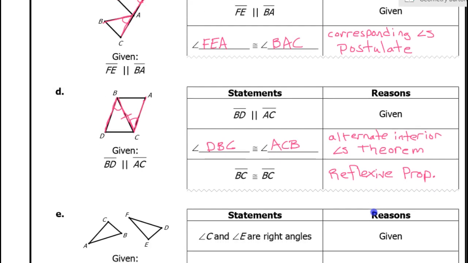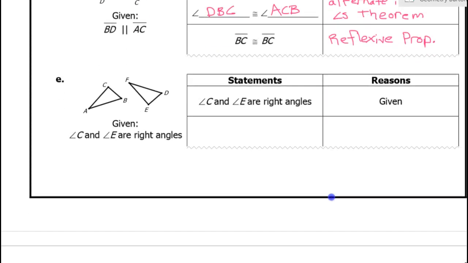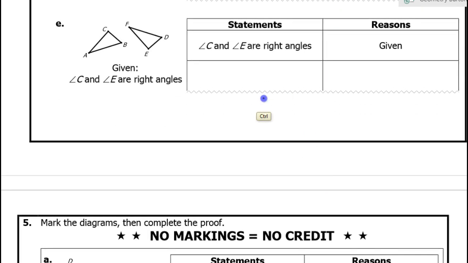Reflexive property. All right, it's not reflective, it's reflexive. Okay, C and E are right angles. So here is angle C and here's angle E. Those are right angles. When we are given right angles, we can say that they are congruent. So we can then say that angle C is congruent to angle E. And the reason is simply right angles are congruent.